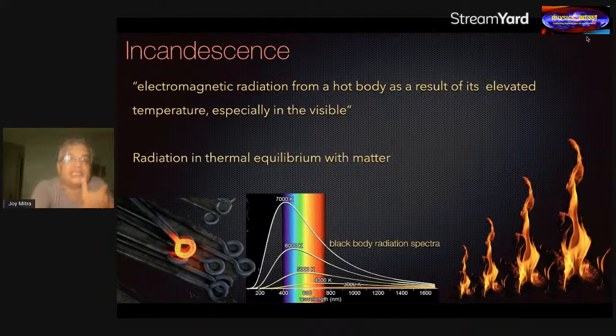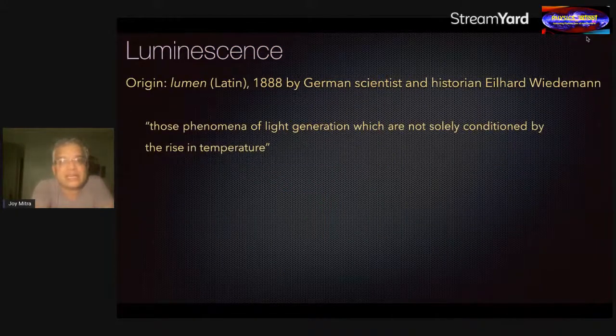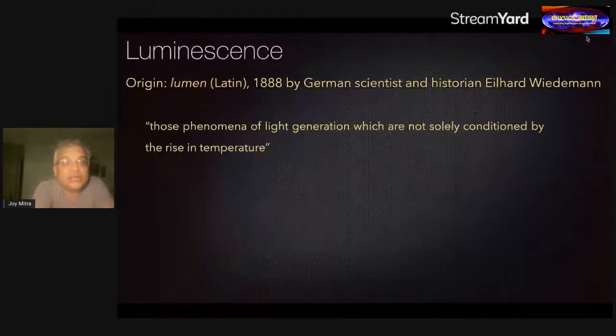Over the last couple of centuries, as we shall see, most of our lighting, most of illumination, has been through incandescence. As opposed to incandescence, there is another class of light that we encounter, which is known as luminescence. Luminescence is very different from incandescence. If you look at the definition of luminescence in any standard dictionary, it will tell you that luminescence deals with those phenomena of light generation which are not solely conditioned by the rise in temperature.